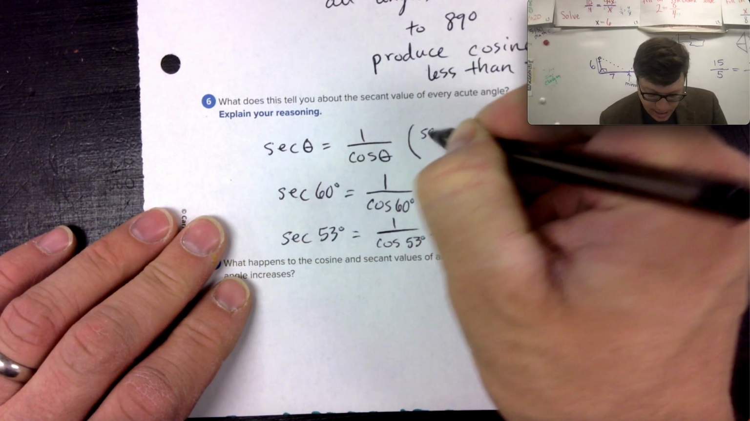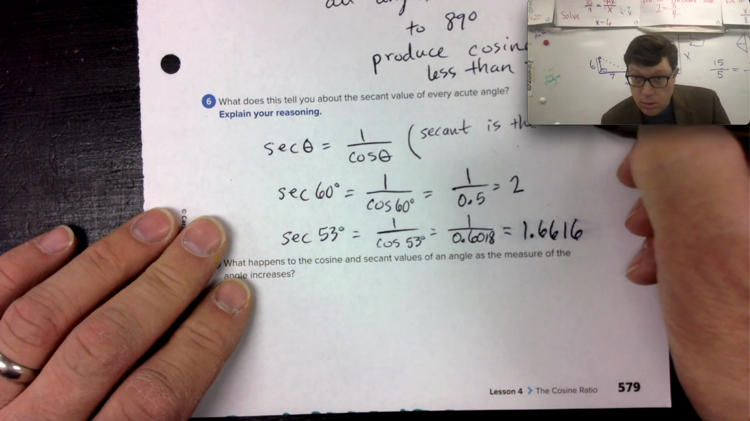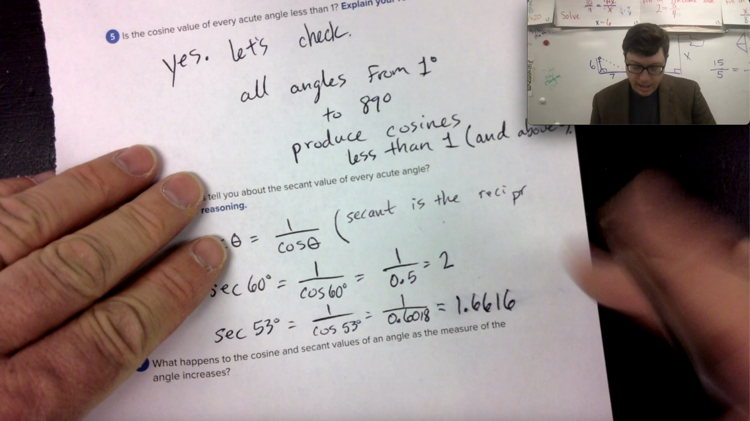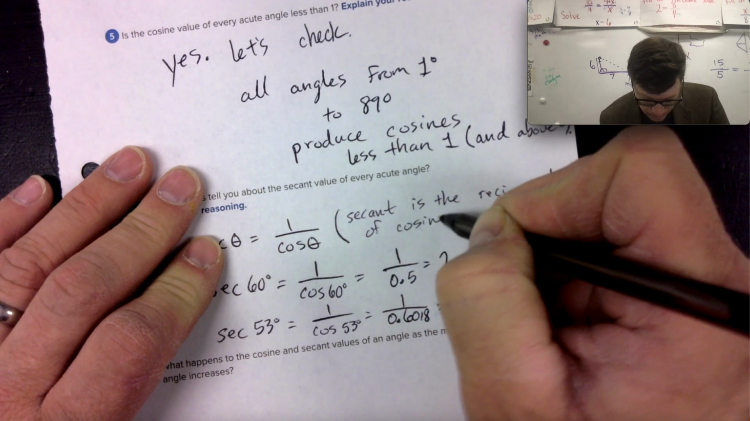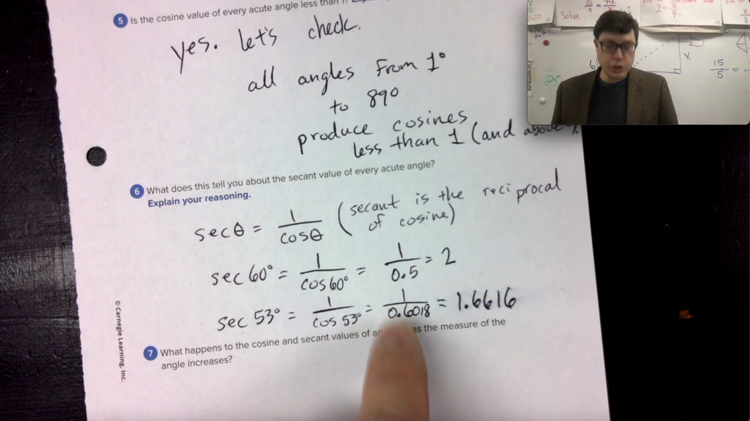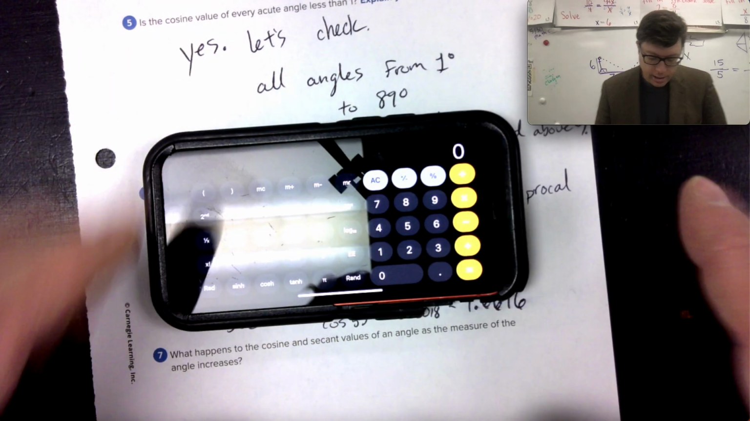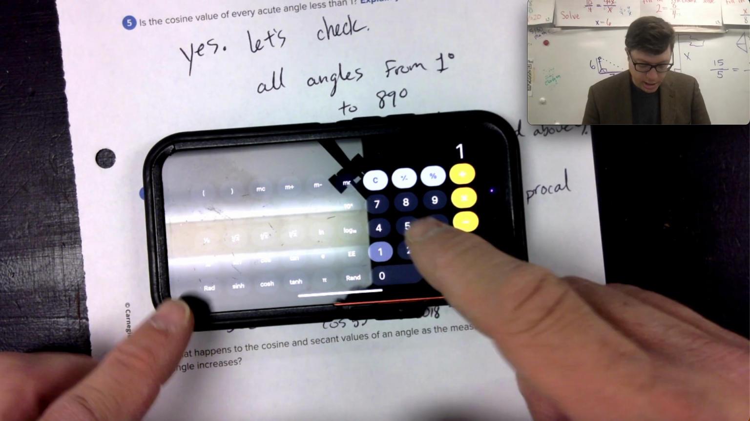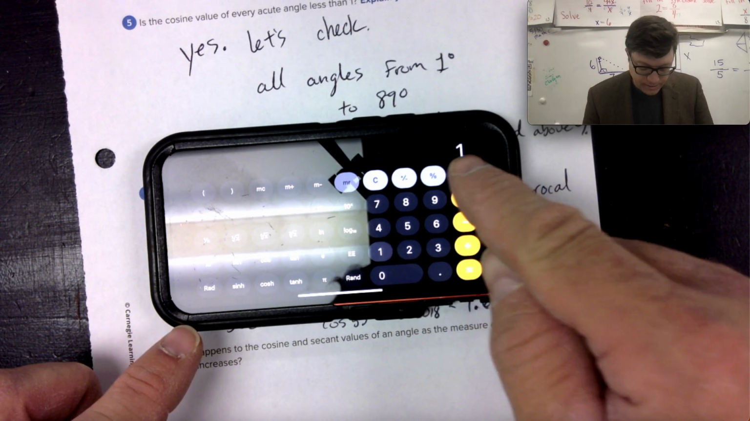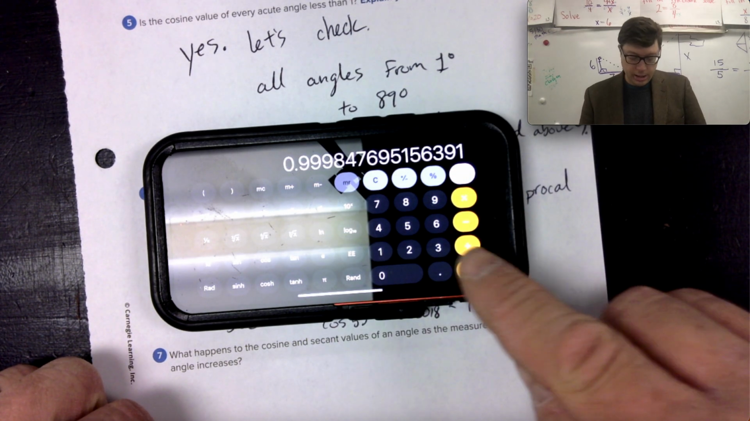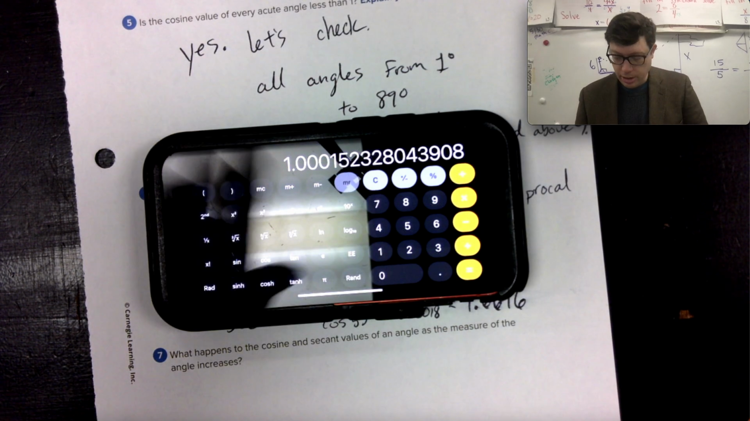So it turns out the secant value of every acute angle is the reciprocal of cosine. I'll put that right here: secant is the reciprocal. I'm writing underneath my camera, I realize. And then also look at our answers, 2, 1.66. Let's check again here. Memory clear. Let's go cosine of 1 degree. Memory store. 1 divided by cosine of 1 degree is bigger than 1. Barely, but it's still bigger than 1.